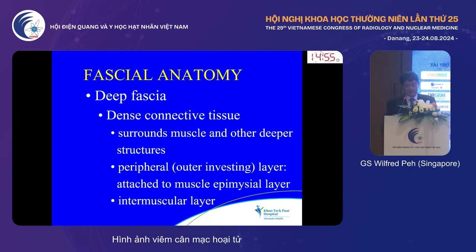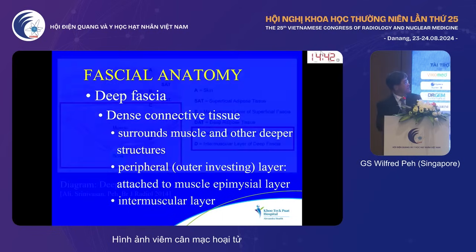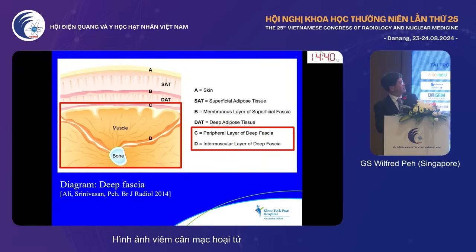The deep fascia is dense connective tissue which surrounds the muscle and other deep structures. There are two layers, a peripheral layer and an intermuscular layer. This is better appreciated in the diagram, in the red box. We have the muscle here. This is the peripheral layer, and this is the intermuscular layer. These are the important layers because we look for fluid on MRI affecting these two layers.